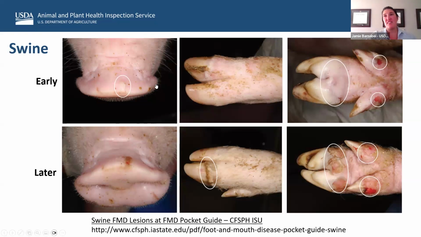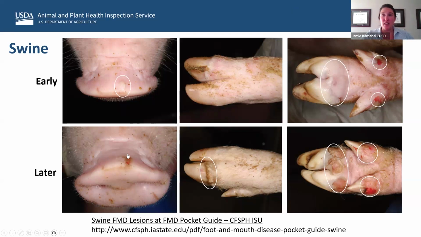So you could see, again, this vesicle here, blanching along the coronary bands, a little more subtle. But when you start to look at the bottom of the foot, right, there's much more blanching. It seems like it's almost got a pillow-like feel to it. There's fluid underneath that for sure. And you can see we've got ruptured vesicles here on the dew claws.